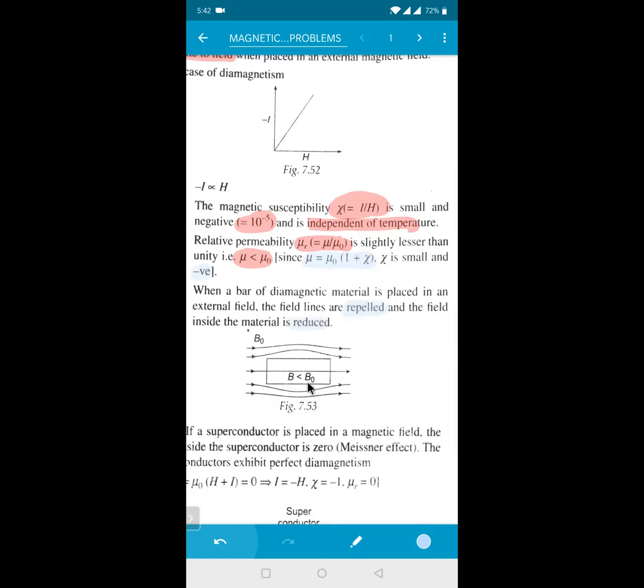B is lesser than B naught. Actually, when you keep any magnetic material, the magnetic field of that one should be increasing, no? Yes, sir. It will attract, because you are keeping an external magnetic field. But sir, here it is reducing. That is a basic thing you need to remember in diamagnetic substances.